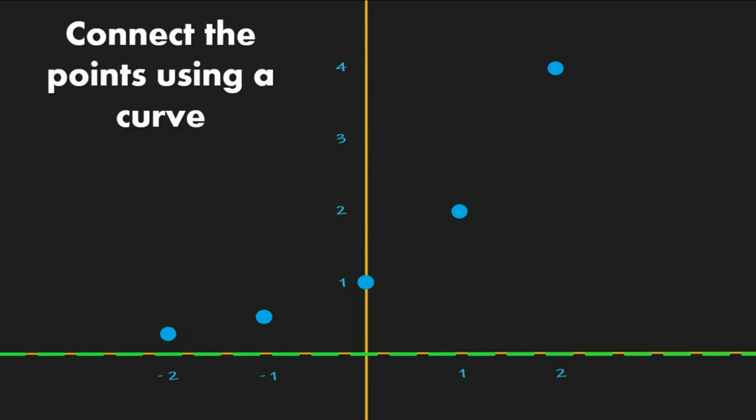After mo ma-graph lahat ng points, kailangan mo na siyang i-connect using a curve. Ang curve natin is drawn like this. Ulitin ko, like this. Kailangan i-cover niya lahat ng ating points and make sure na hindi siya lalampas sa ating asymptote. And this will be the graph of our function f of x is equal to 2 raised to x. So, medyo madali pag ginraph mo yung basic form.